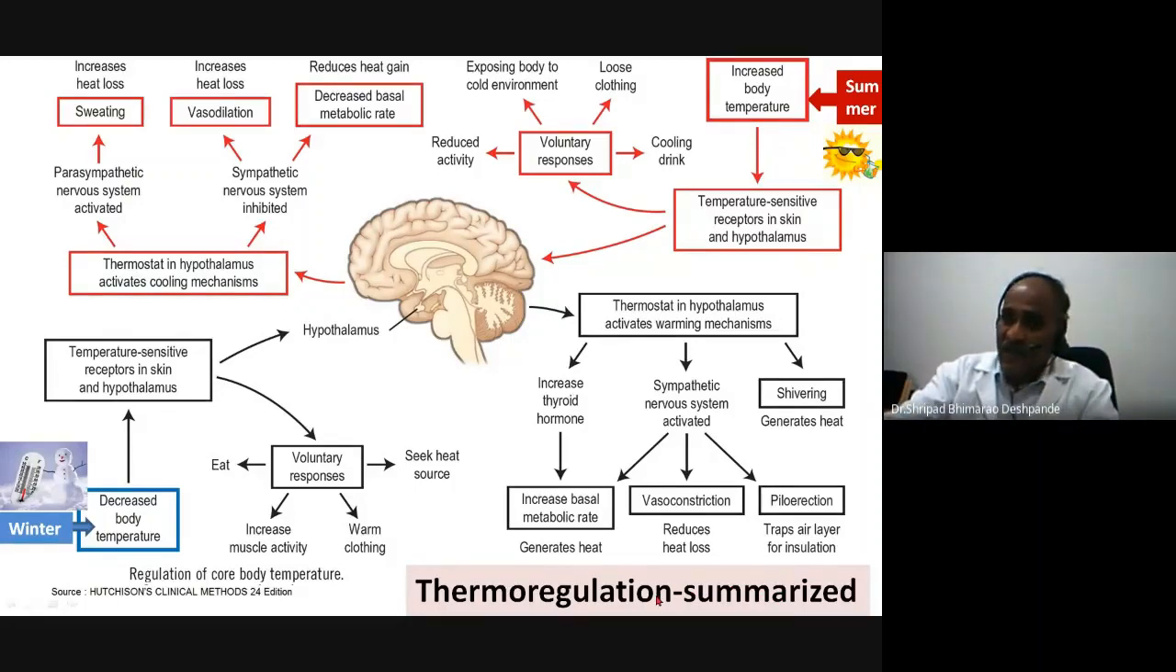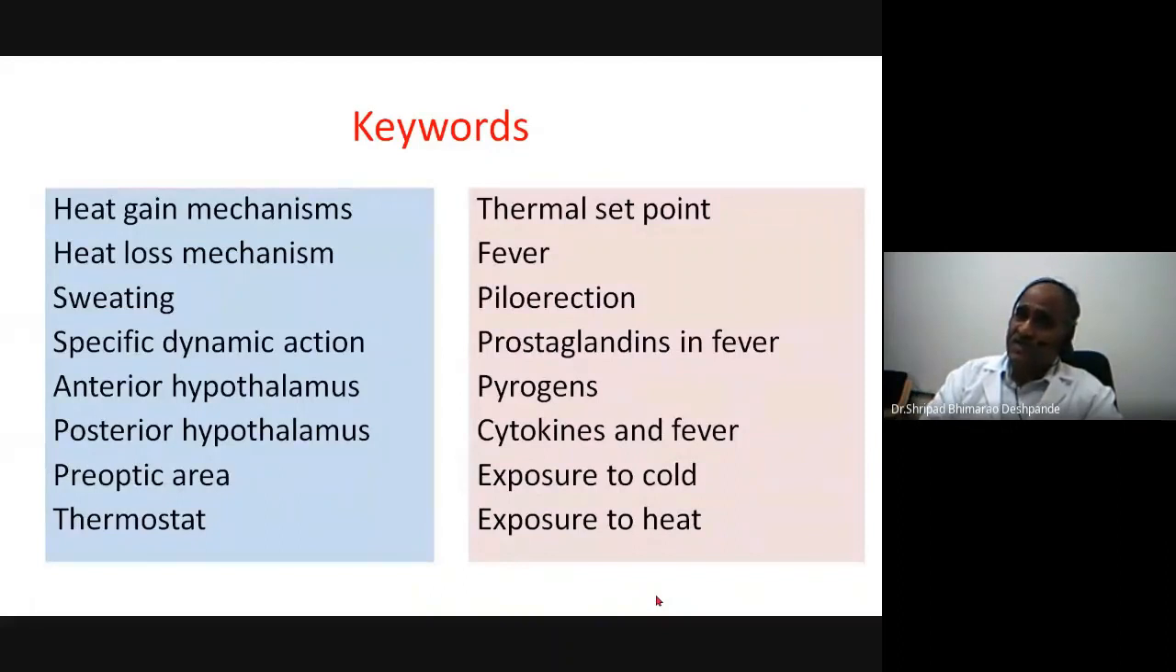Okay, now coming back here, these are the keywords for today: heat gain mechanisms, heat loss mechanisms, sweating, specific dynamic action, anterior hypothalamus, posterior hypothalamus, preoptic area, thermostat, thermal set point, the fever, piloerection, prostaglandins in fever, pyrogens, cytokines and fever, exposure to cold, exposure to heat. So these are some of the keywords. I want you to write short notes on all these keywords. Try to answer the questions. Make a paragraph for each, and that would cover the entire thermoregulatory mechanism.